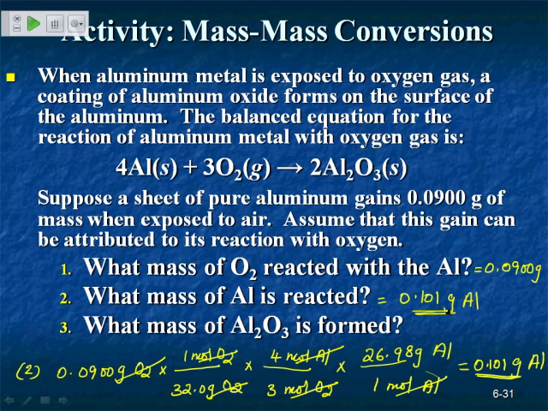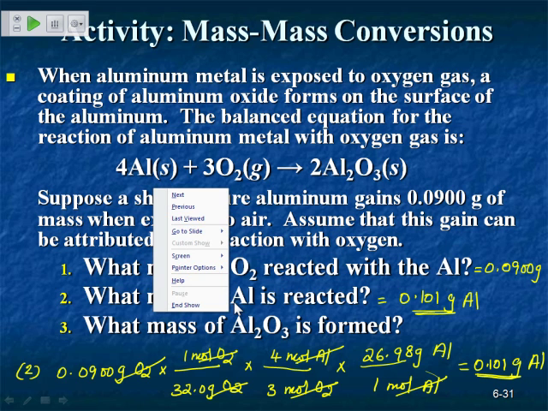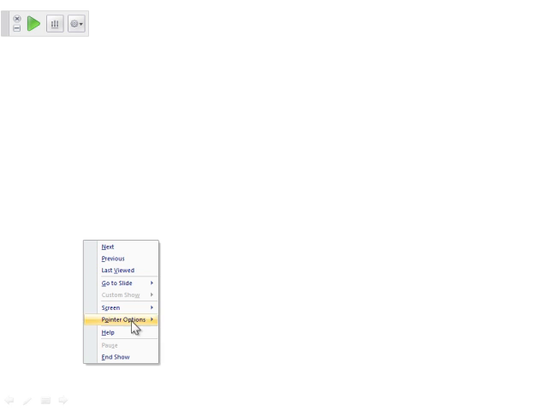Shall we do the second one? The third question. We will do this one and then we will have a clicker question, and that will be the end of this class. Okay? So what mass of Al2O3 is formed? Let's do that on a different sheet, I'll do a different setup.